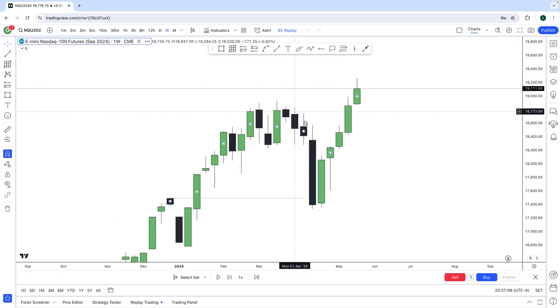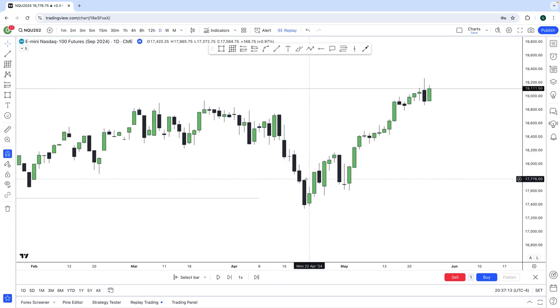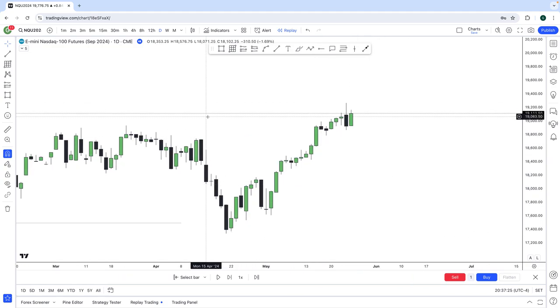Look at all these highs up here, just failure swings. Look what we're doing. We're displacing through fair value gaps and stuff, right? So this is when we want to see the upside.